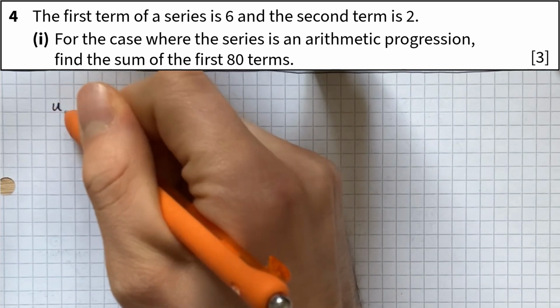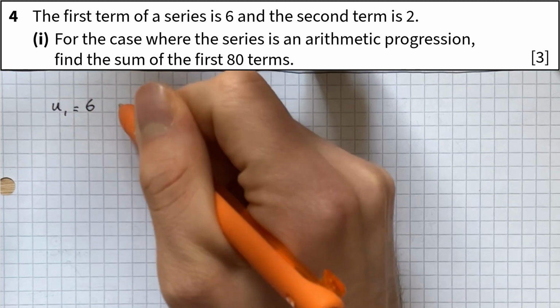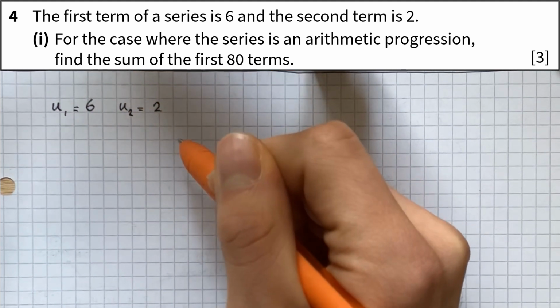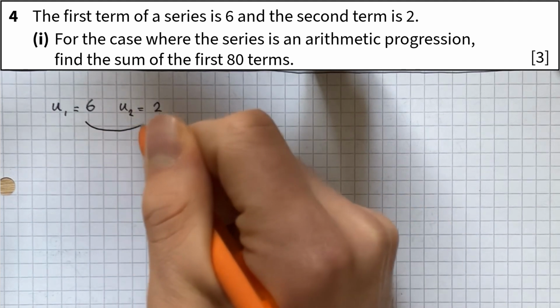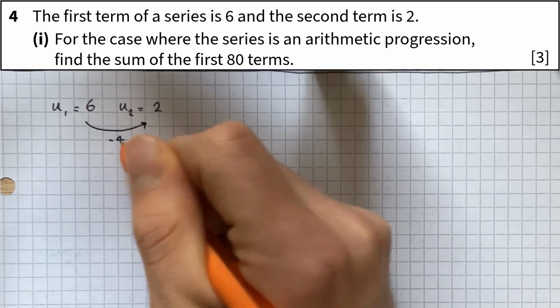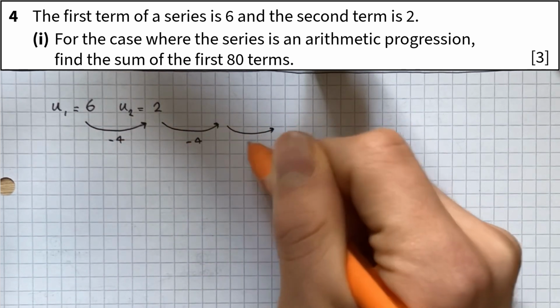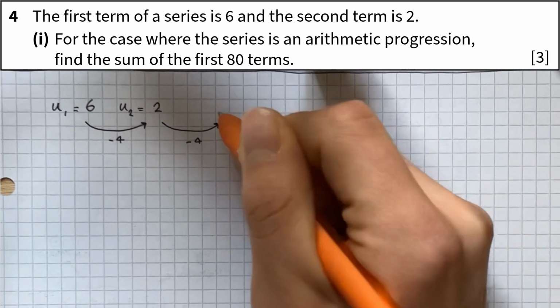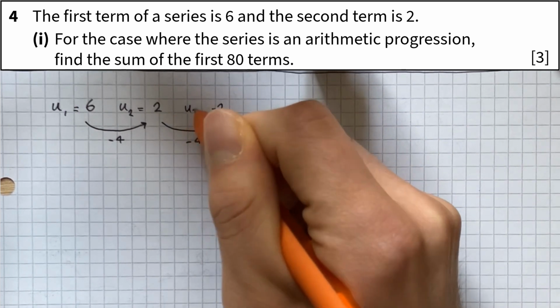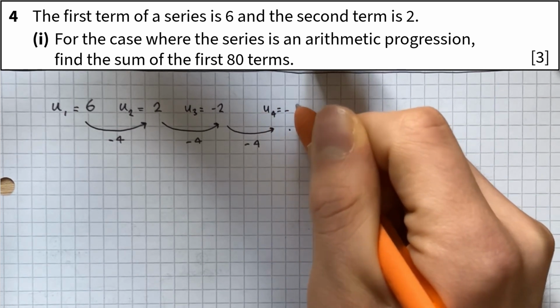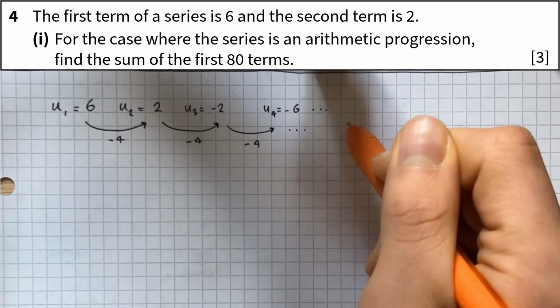If a sequence is an arithmetic progression, then that means that the difference between every two terms will be exactly the same. For example, how do we get from 6 to 2? Well, we must minus 4. And it means that the next term and the next term and the next term will all be minusing 4 every single time. An arithmetic sequence is the same as a linear sequence.